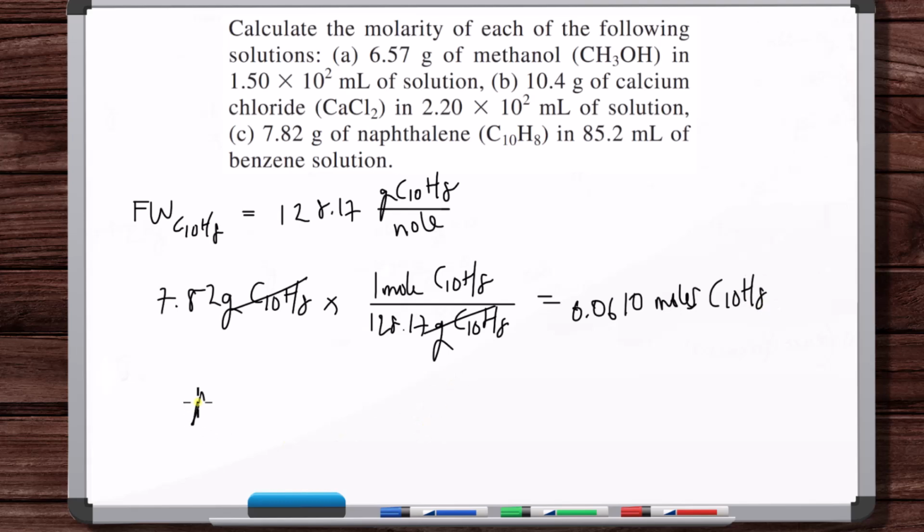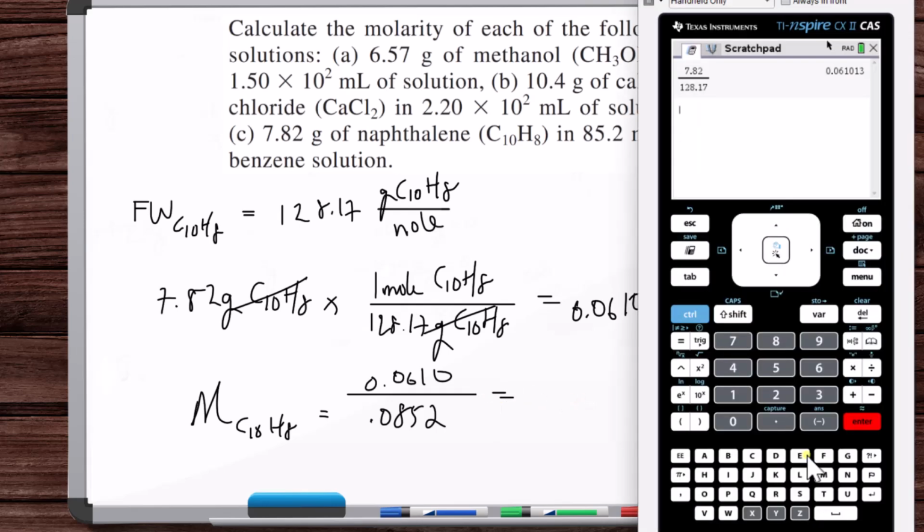Okay, so the molarity of this solution, the concentration of naphthalene, we've got 0.0610 moles, and the liters of solution is 0.0852.